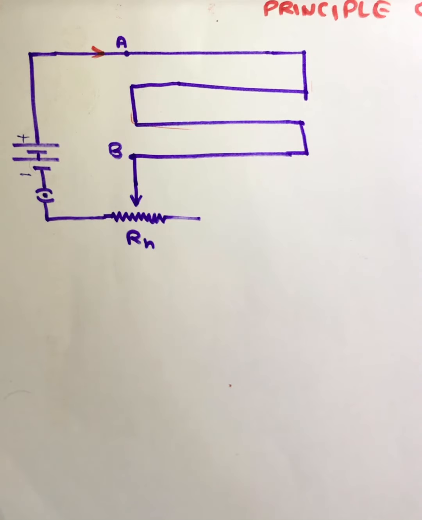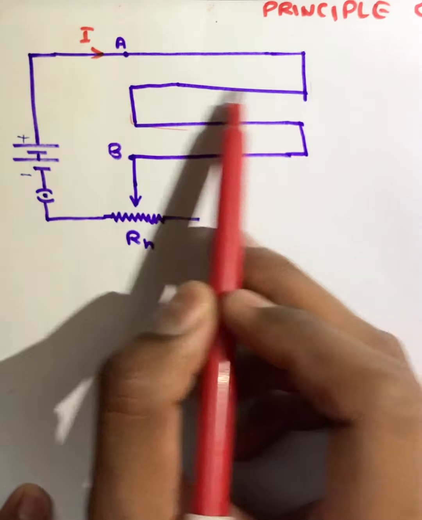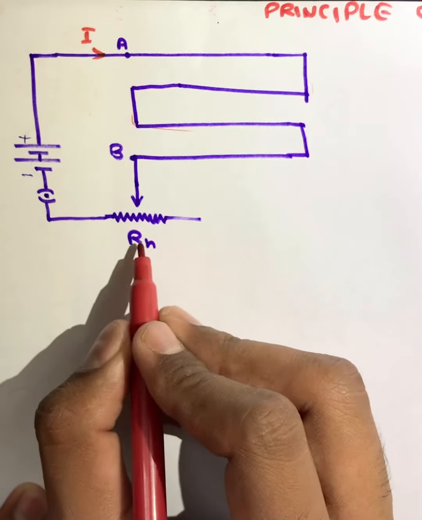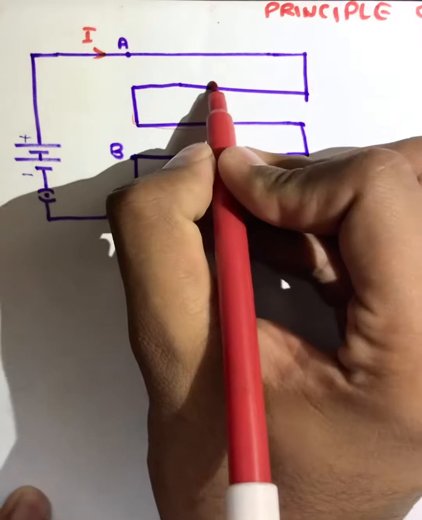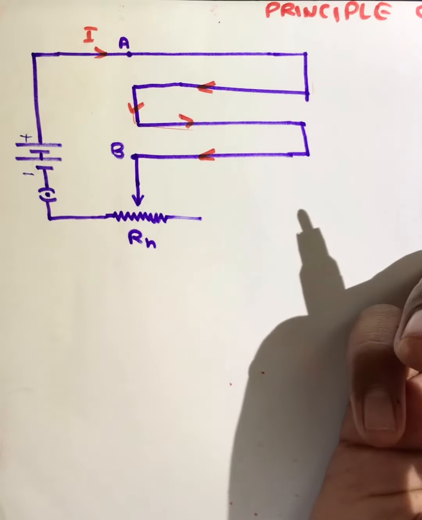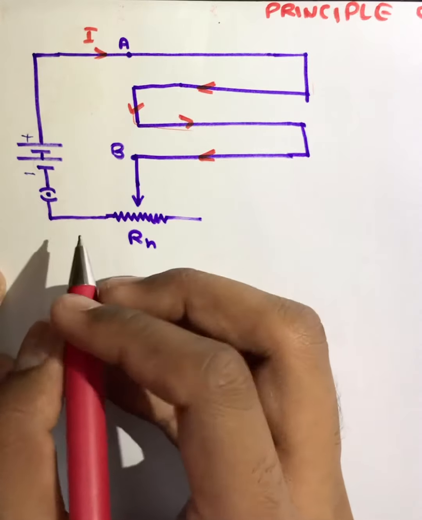First of all, let's understand the basic working of the potentiometer and the principle of potentiometer. The current flows from the positive terminal to the negative terminal of the battery. So this is the current I flowing through this conductor. This conductor is bent on a wooden plank, and then it is connected to a rheostat in order to increase or decrease the resistance. So first of all, we need to keep a few terms in mind, and understand the meaning of those terms.